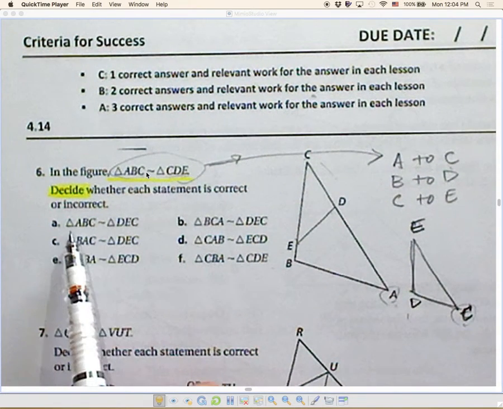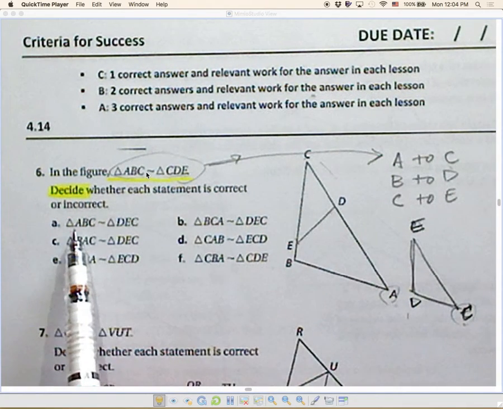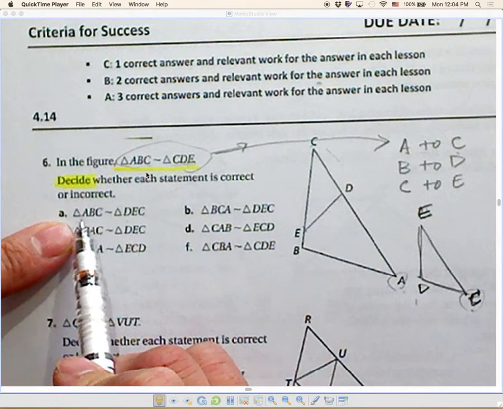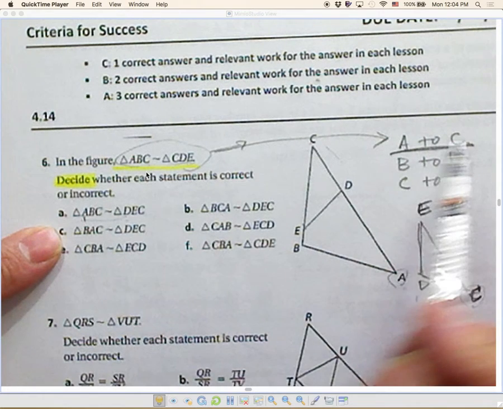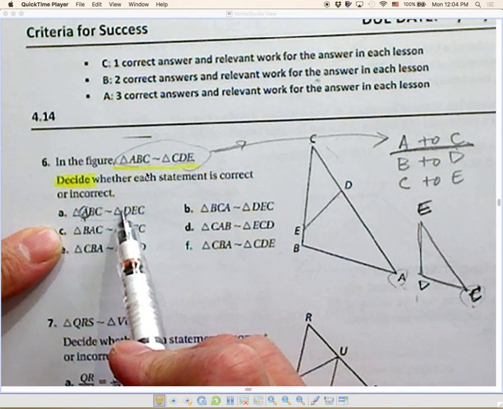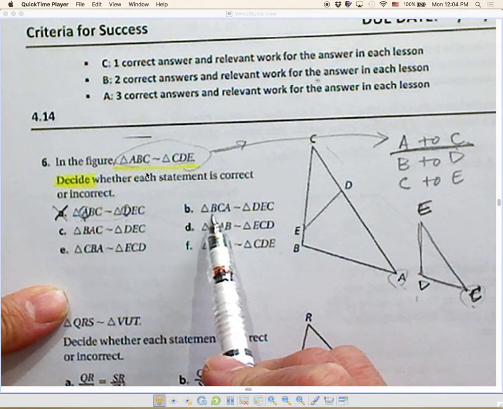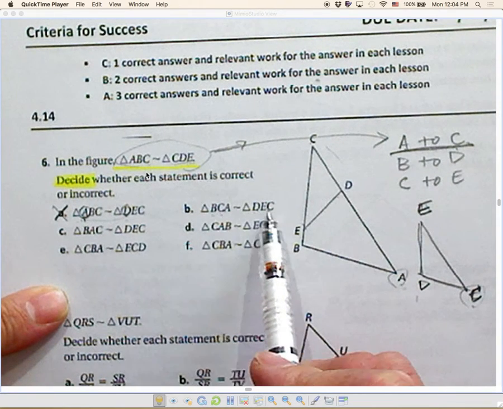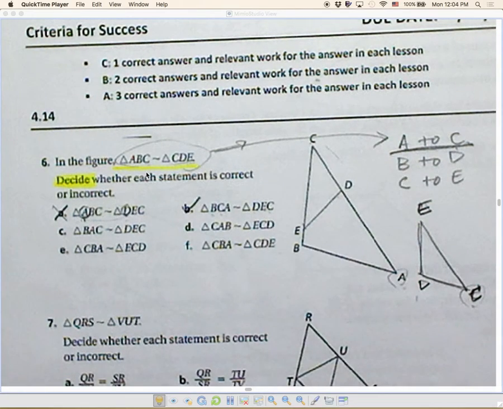So let's look at it. Triangle ABC is similar to triangle DEC. This statement is wrong because A should match with C, but here A is to D, so this is not good. For B, let's check each pair. B to D, which is good. C to E, it is good. And A to C, this is good. This is how you do it for problem number 6.